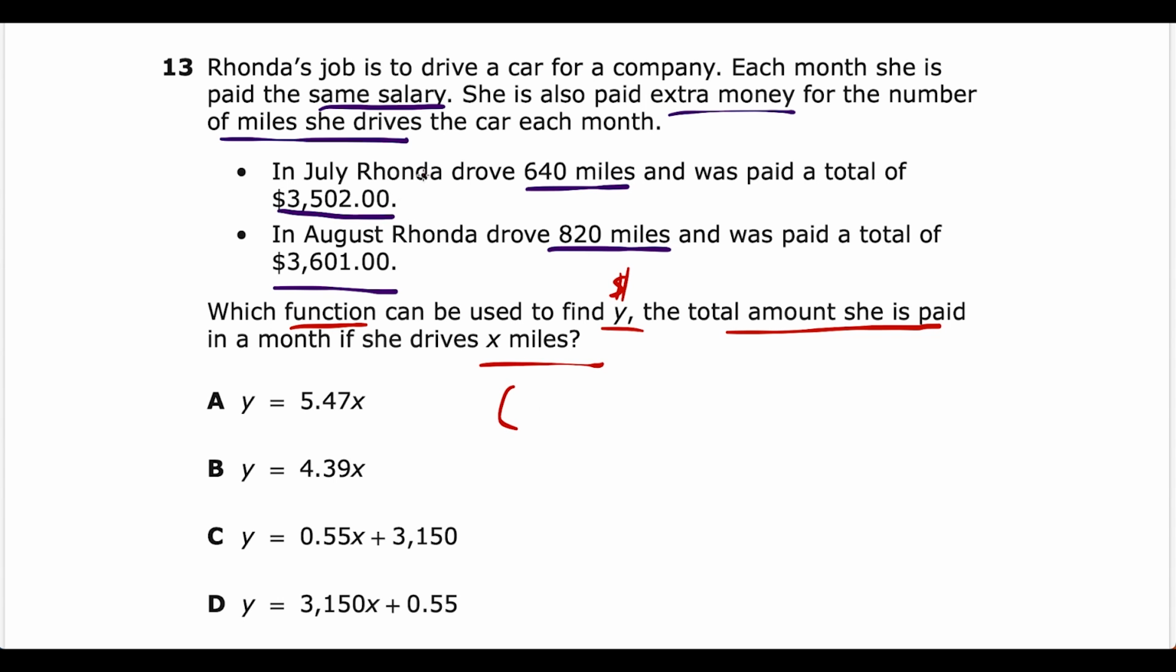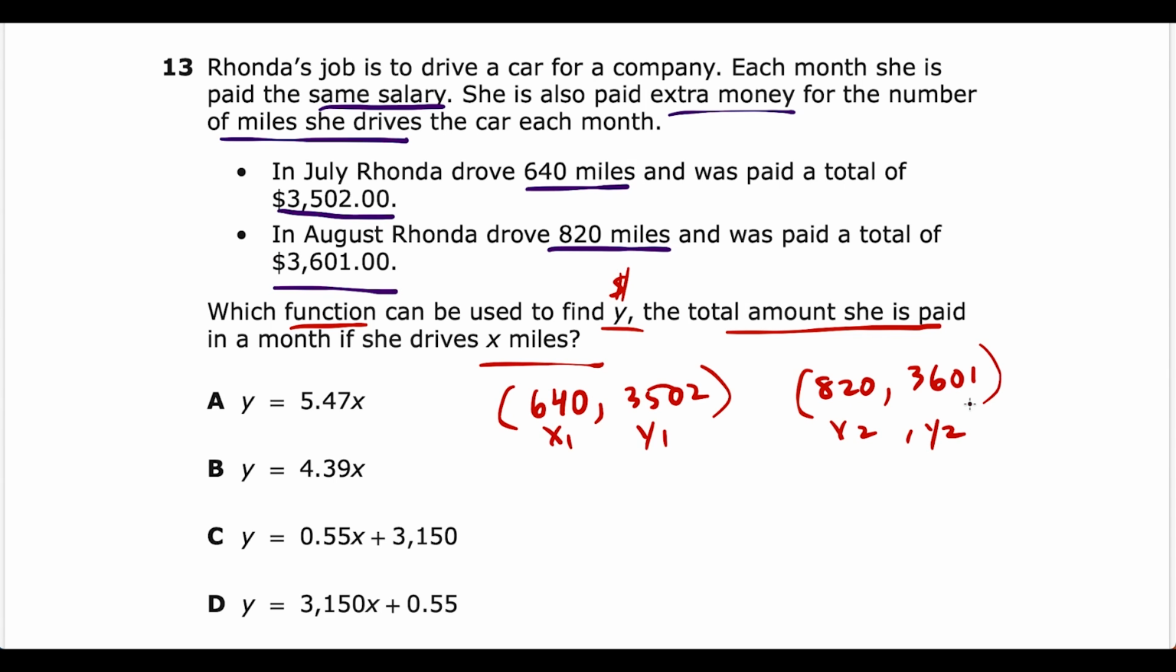this out, let's say 640 miles and this much money, my x value is the number of miles. So I'm going to start with 640 comma, and we have 3502 like this. So this is my first point, my x1, y1. And then my next point, my x2, y2, would be given from the August amounts, which is 820 miles, and that pays Rhonda 3601. So what I would do here is find the slope between these 2 points.